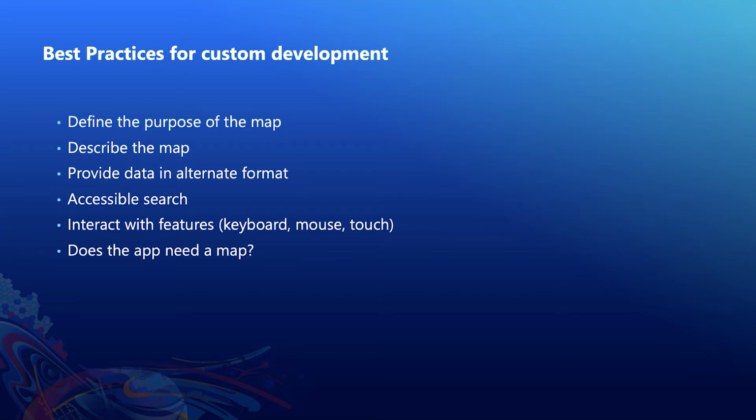Maybe it's a table, maybe it's accessible search, maybe it's a PDF document that you provide access to via a link. How can people interact with the feature? So we need people to be able to interact with this content both via the standard mouse or touch, but also via the keyboard. So can they do that with your map? And if not, let's think about providing that information in one of these alternate formats so they can access it.